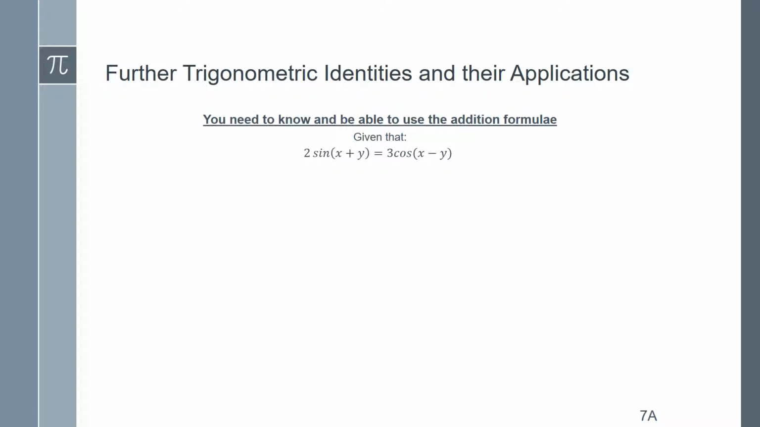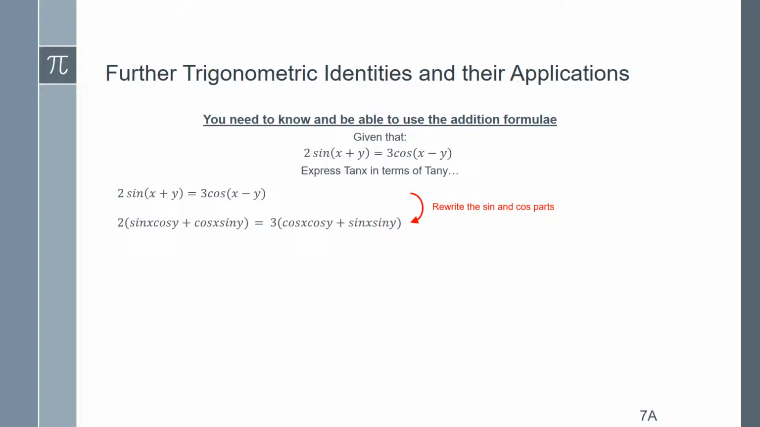So, given that 2 sine x plus y is equal to 3 cos x minus y, express tan x in terms of tan y. Now we're getting into the exciting questions. Let's rewrite the sine and cos parts using the addition formula. So 2 times sine x cos y plus cos x sine y equals 3 times cos x cos y plus sine x sine y. That's using the formulas. Let's multiply out the brackets. 2 sine x cos y plus 2 cos x sine y is 3 cos x cos y plus 3 sine x sine y. So far so good.